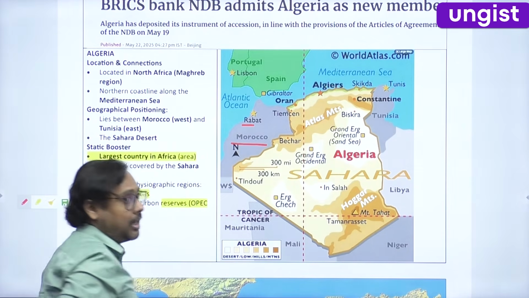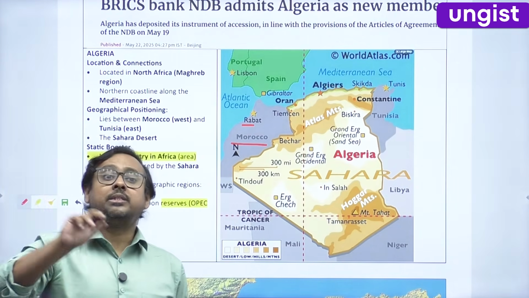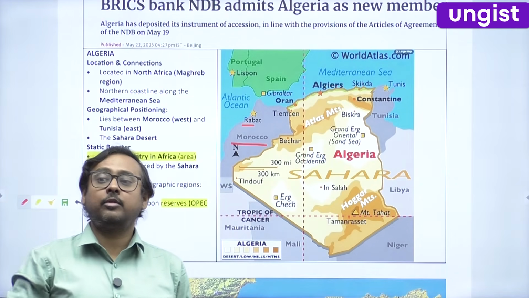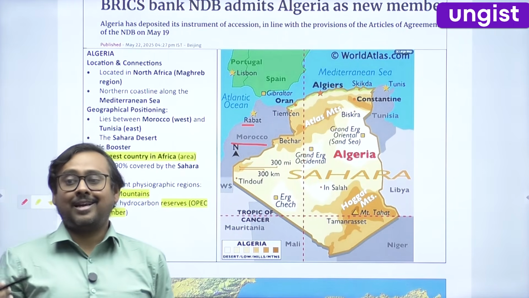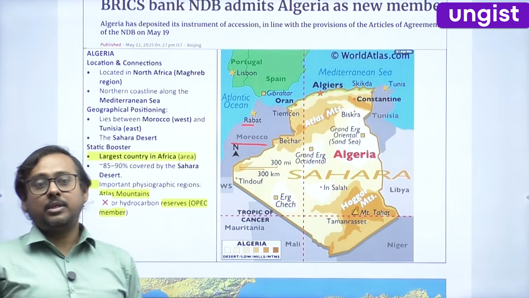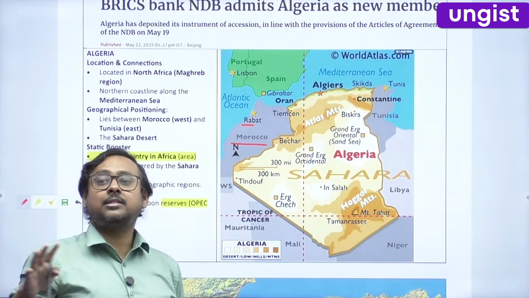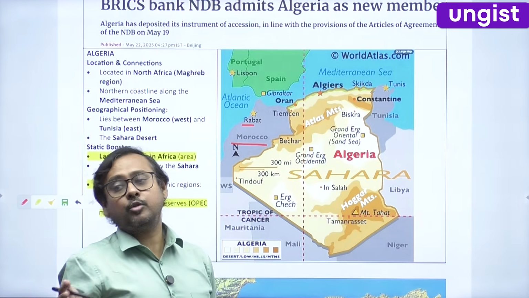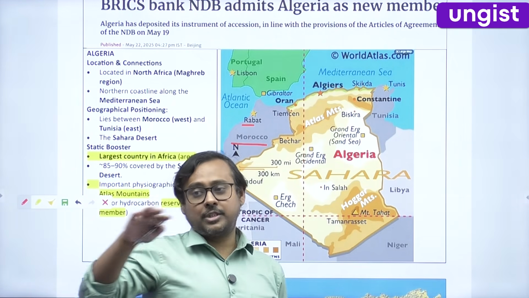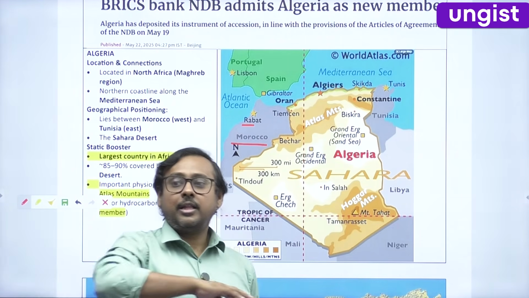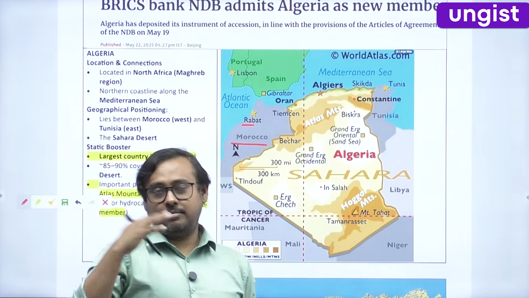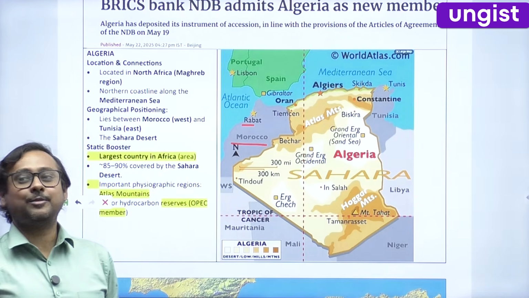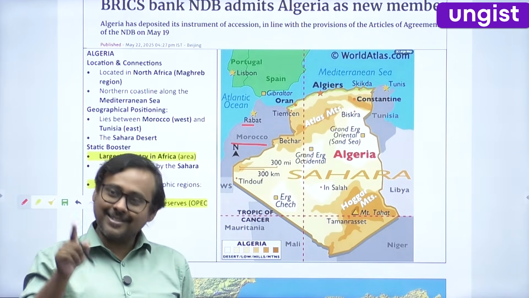Its capital is Rabat. There is a very famous city. UPSC asked to match the cities. What is the name of the city in Morocco? One of the finest tourist destinations, Casablanca. Right? Casa means home, castle. Blanca in Spanish means white. So if you see the images of Casablanca, they have white painted houses. It is there in Spain as well.